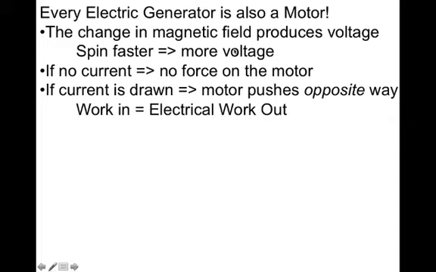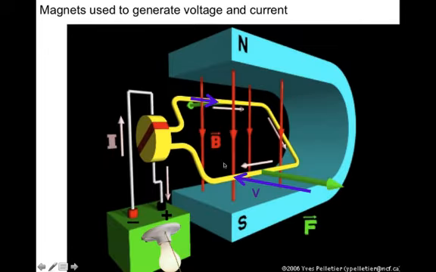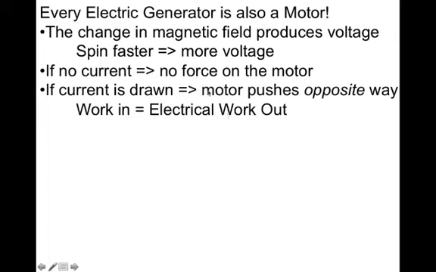The faster you spin, the more voltage you get. If there's no current, then you don't need to put any force on the motor. If current is drawn, the generator itself acts like a motor. So if we let current flow through here, this becomes an electromagnet, and it puts a torque on this, pushing it backwards against us. And so we can see if we allow current to be drawn from our generator, we're going to have to do more work to push it against that magnetic force. And so if we draw electrical work out from our generator, we're going to be forced to put more work in.